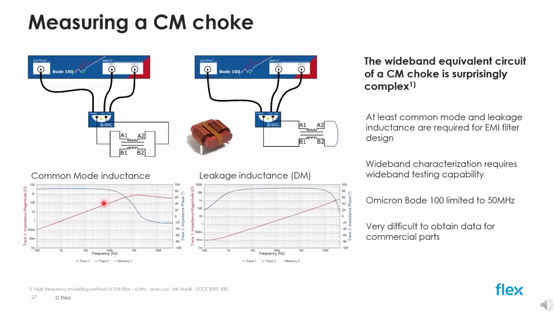We can also limit our measurement bandwidth to 50 MHz so that we can use the Omicron Bode 100 frequency response analyzer. Here you can see each test setup and how those measurements are carried out, either by paralleling the two windings for common mode inductance or by connecting them in series between the instrument source output and the input for leakage inductance.